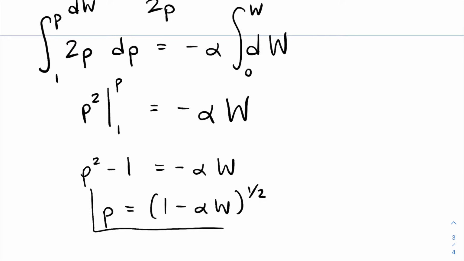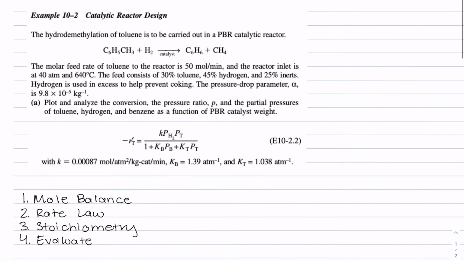And that expression will be much easier to implement using something like Euler's method with the mole balance, which we will talk more about in the next example. Now solving the example for a pressure drop in a PBR catalytic reactor.